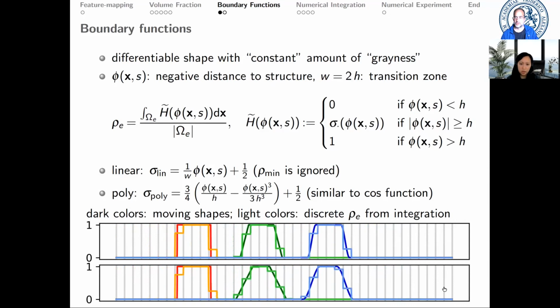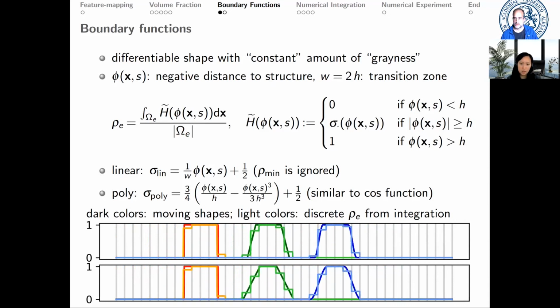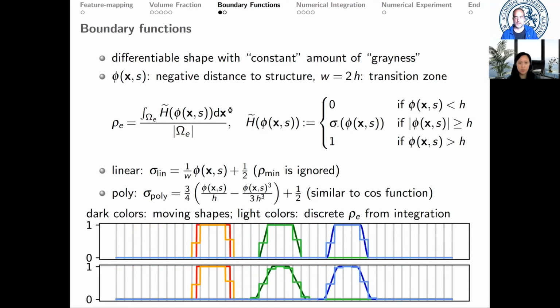So did you employ analytical integration or different kinds? Okay. Analytical integration.